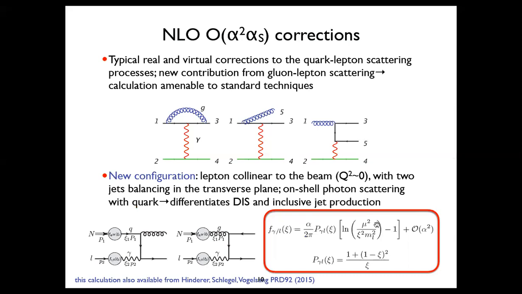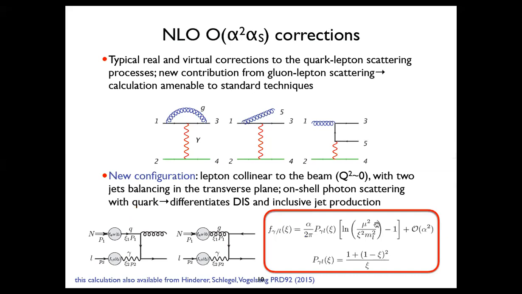This is actually where DIS and inclusive jet production get distinguished at this order in perturbation theory, due to contributions of this form. And just for completeness on this slide, the splitting function for getting the photon out of the lepton and the relevant associated PDF of a photon in a lepton is shown. Again, I stress that this calculation has already been done. It's available in the reference shown at the bottom of the slide.